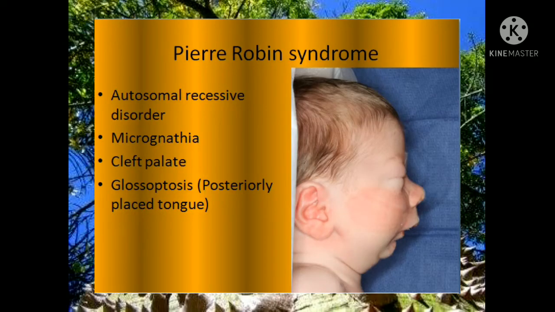And another clinical condition, Pierre Robin syndrome. It is also an autosomal recessive disorder. The symptoms are micrognathia, cleft palate, glossoptosis, that is, the posteriorly placed tongue.